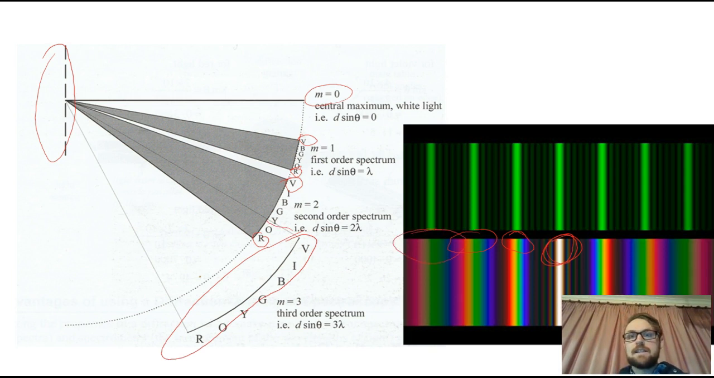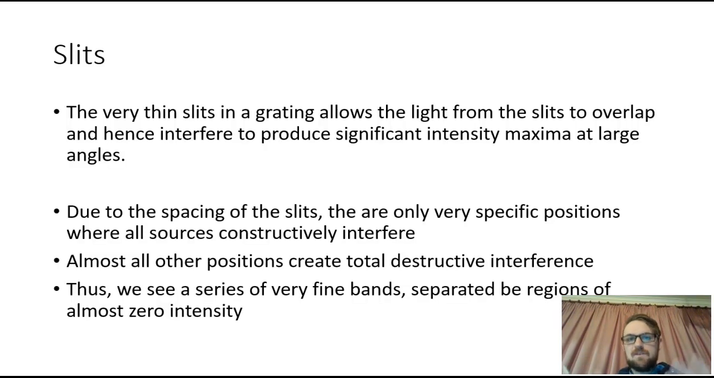So we can actually see the whole spectrum of white light, but really the middle band and the first band, this one here, are the most interesting. All right, so why do we see these really bright spots? Basically, it's because of the very thin slits. They allow the light to overlap, but only at specific angles. And we produce really intense maxima at these angles.